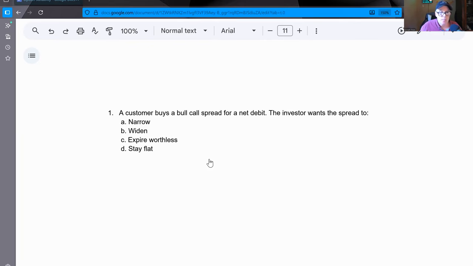Okay. Try another one. An investor buys a bear put spread. For a maximum gain, the spread must be, what do I want? So if I'm bearish on puts, that means I'm buying. This is a debit spread, debit widen, debit widen. A, 2 is A, widen. This is a bear put spread, good.